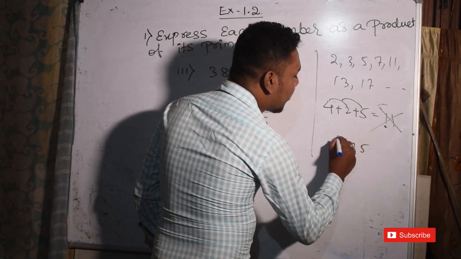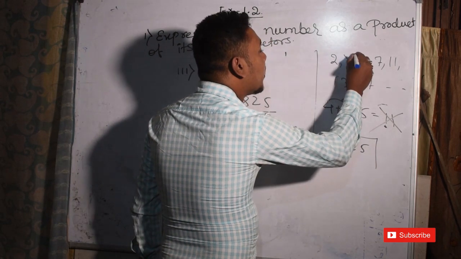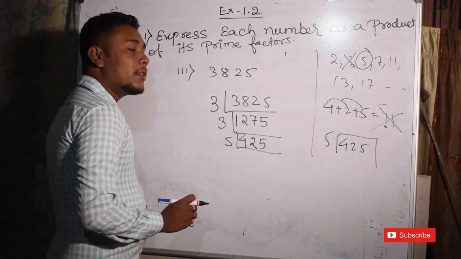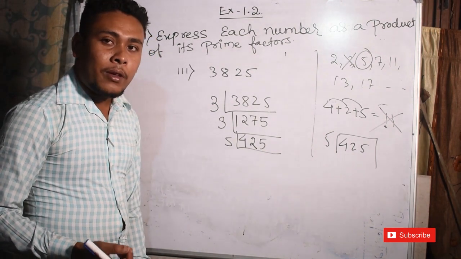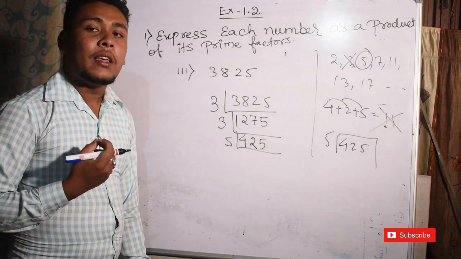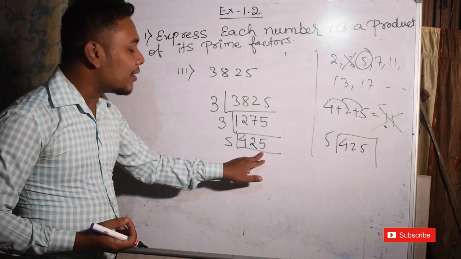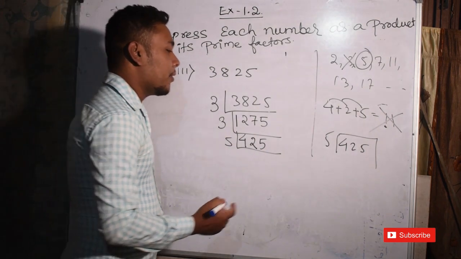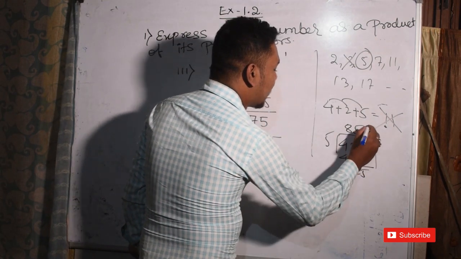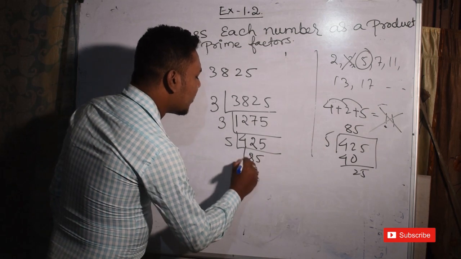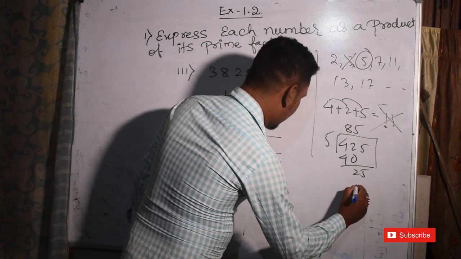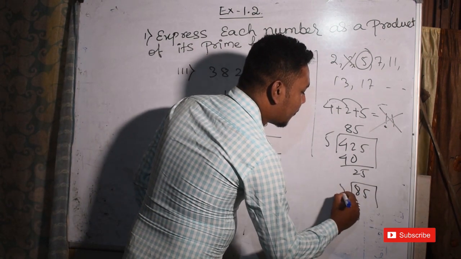425 divided by 5, because after 3, 5 is the next prime number. It is divisible by 5 because a number is divisible by 5 if it has 0 or 5 in its unit place. Here the unit place is 5, therefore this number is divisible by 5. 8 times 5 is 40, 2 5, 5 times 5 is 25, so we get 85. Again this number is divisible by 5. So 85 divided by 5 becomes 17, 1 time 5.